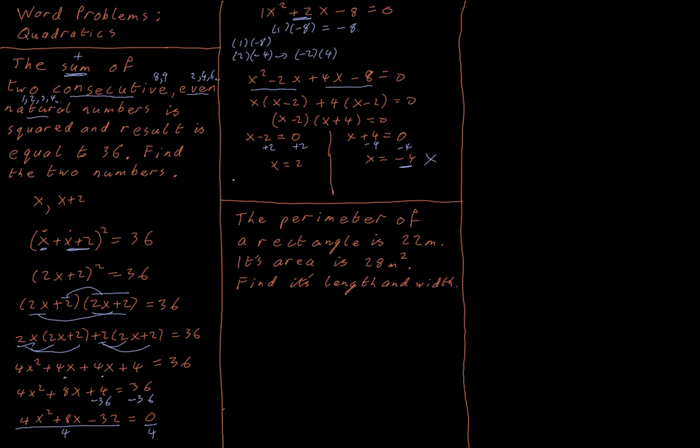So if x was my first number, then the next number would be 2 plus 2. So my two numbers are 2 and 4. So that is my final answer.